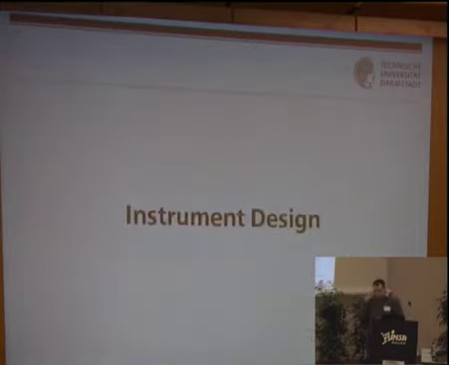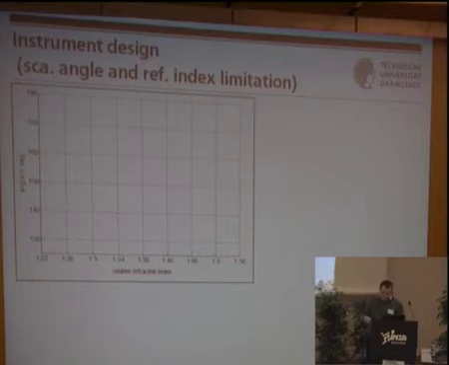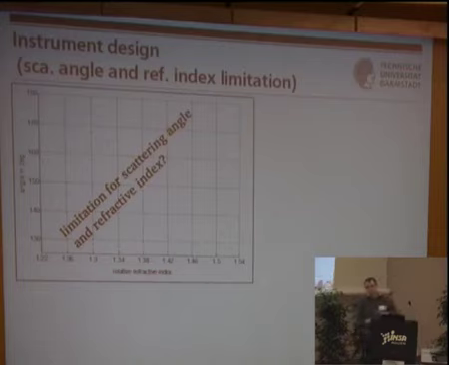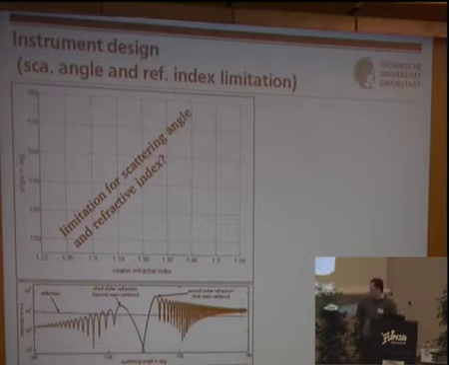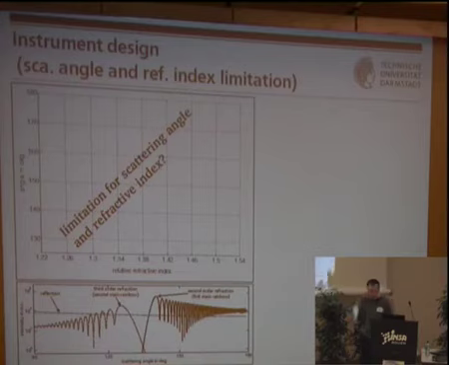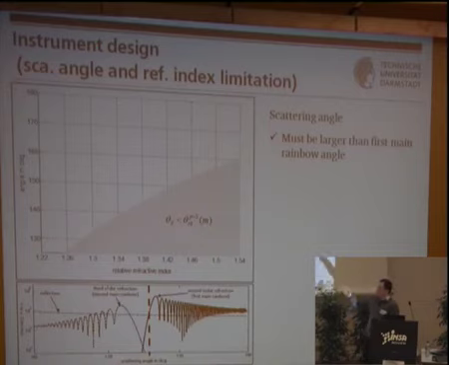Let's speak about instrumental design and limitations of the time shift technique. First, I'm discussing the limitation given by physics, by light scattering effects. For the time shift technique presented here, you need reflection and two modes of second order refraction. Reflection exists for every scattering angle in backscatter, but the second order refraction exists only for angles which are larger than the first main rainbow indicated here.